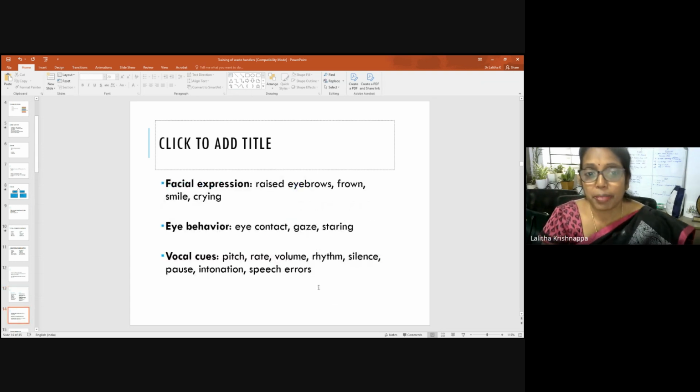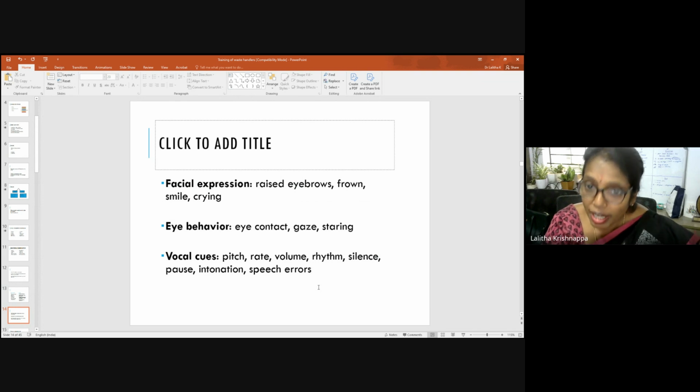Okay, facial expressions. Again, the face is a mirror of our mind, is what they say, right? Facial expressions, your raised eyebrows, frowning or smiling, crying. This will show a lot of emotions or your reactions to certain things, which will help the participants understand what the speaker or the sender is trying to communicate.